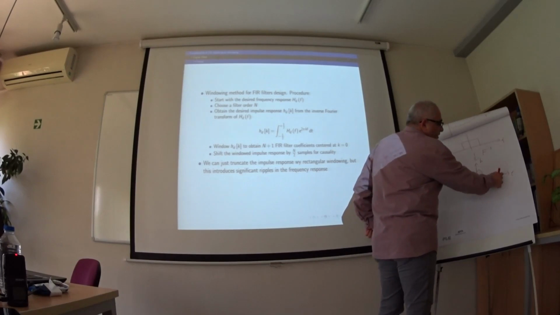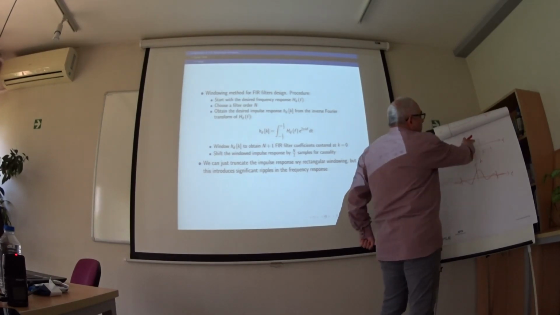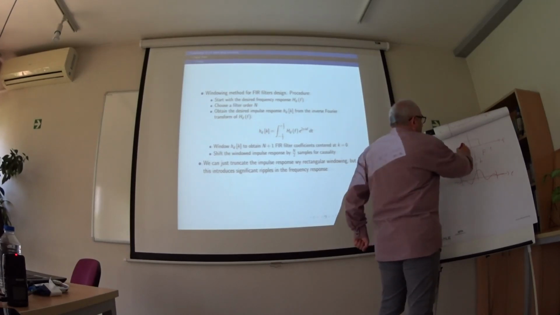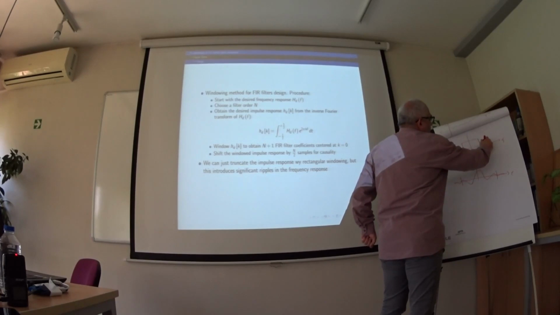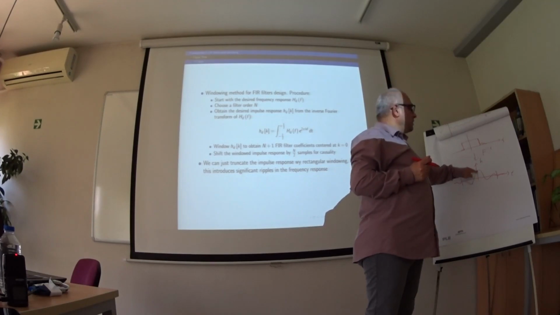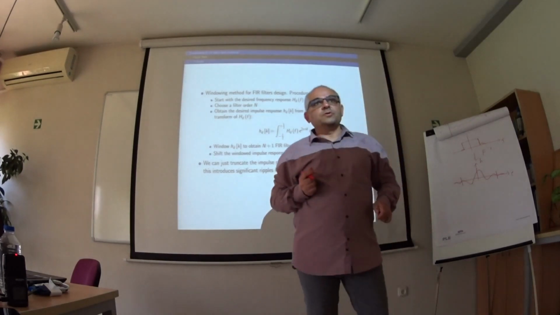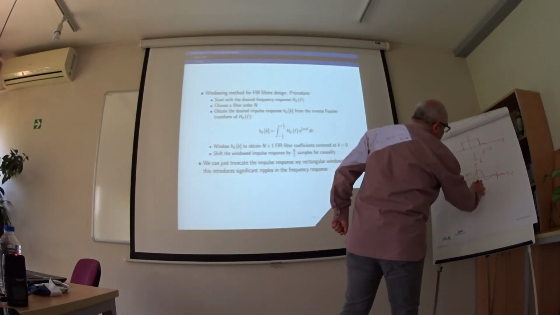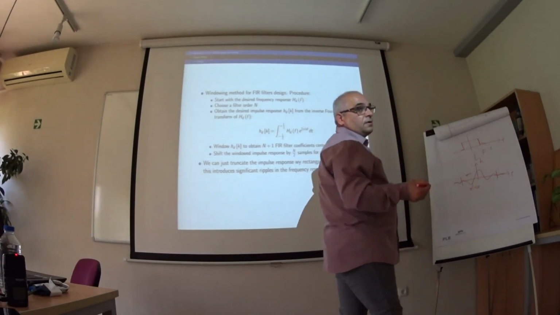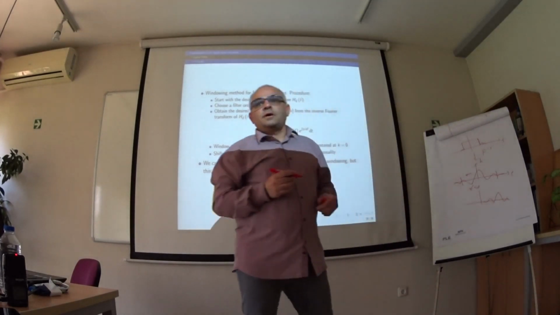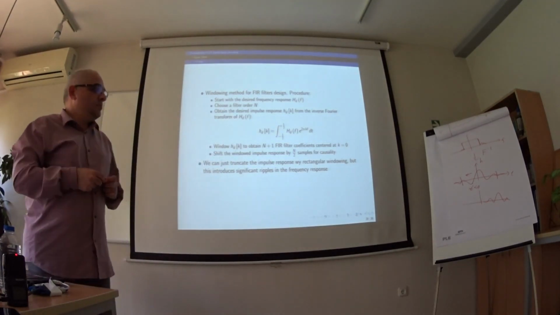We can truncate up to here. Do you agree? Now, we will not have an ideal rectangle anymore. But this impulse response corresponds to a non-causal system because it is non-zero at t less than 0. So we have to move it. And now we have a causal filter. Very simple approach.